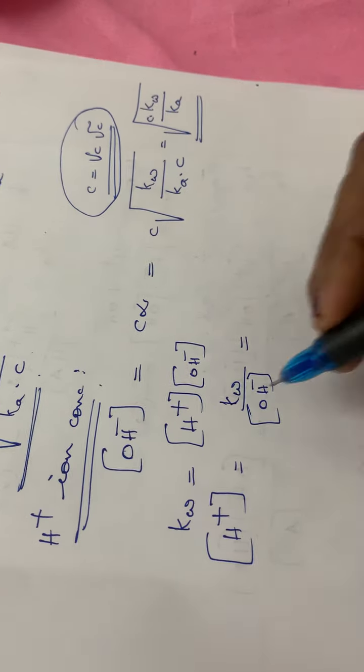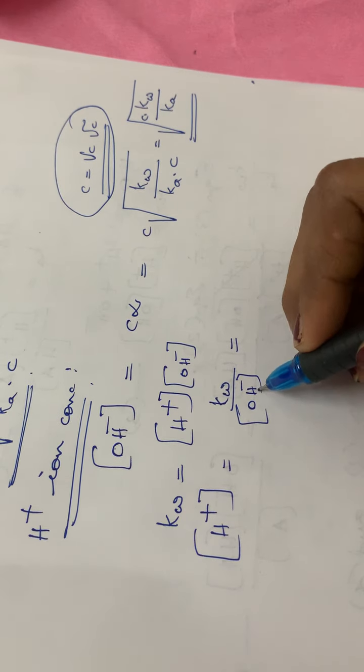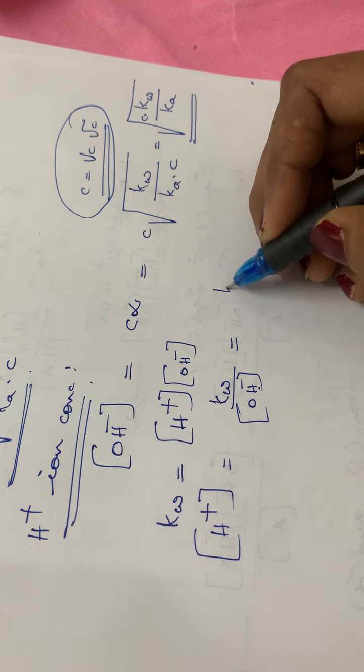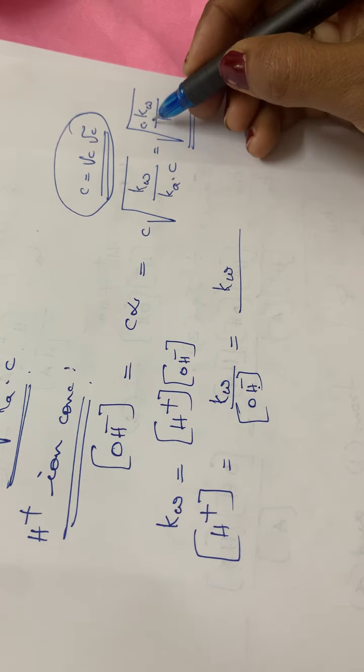Then you have to substitute this OH minus ion concentration in this equation. So that will be equal to KW divided by what is OH minus?